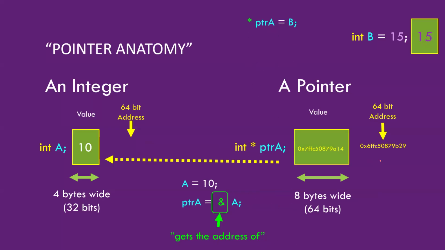Now, what if I wanted to use that address to store something in A? I can say star PTRA equals what's in B. Now, these have to be apples and apples. B is an integer, right? PTRA is a pointer to an integer. So that's not apples and apples. But when I dereference PTRA, what I'm saying is go to what you're pointing to, and that, of course, is an integer. So we really do have apples and apples. That's an integer, and that's an integer. And that's the only reason that we can move the 15 over to the A, okay?